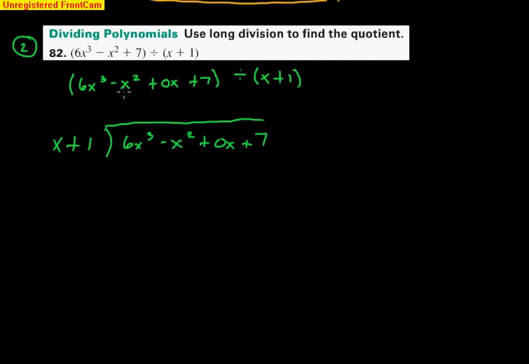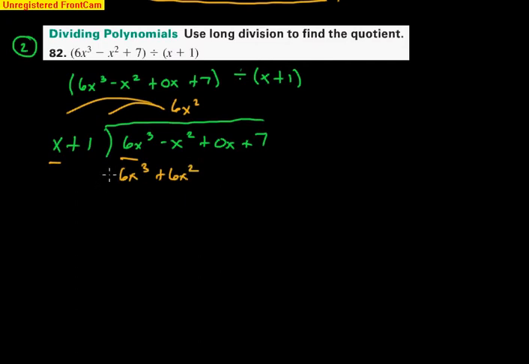And now, it's always comparing the first term with the first term, x, with 6x cubed. To make x become 6x cubed, I need to multiply by 6x squared. It's going to go over the x squared term. 2 terms here, it goes over the second term here. And what do I do with that 6x squared? I distribute it. And I get 6x cubed plus 6x squared.